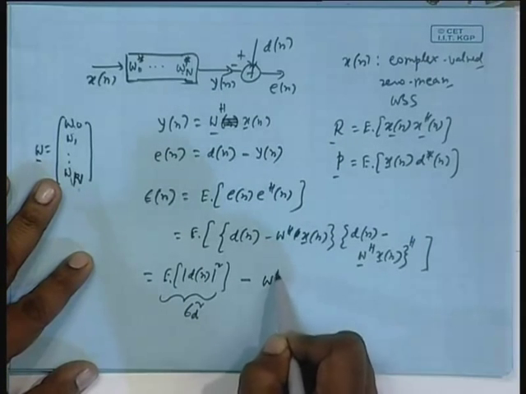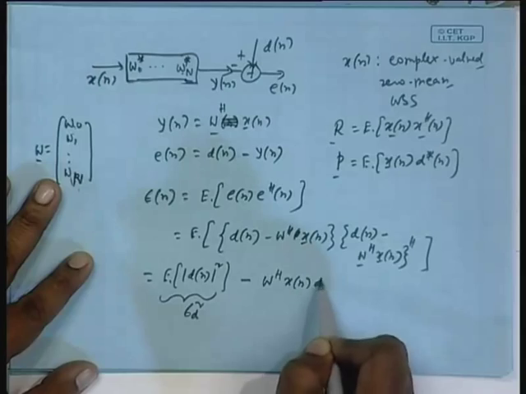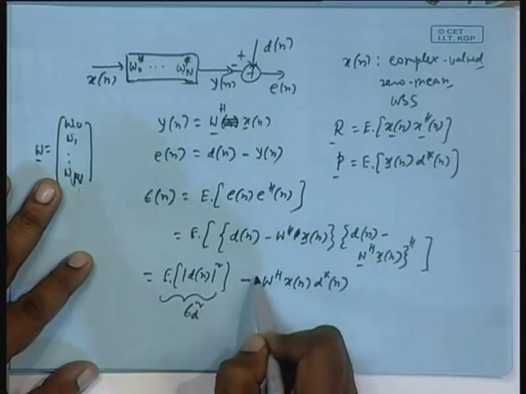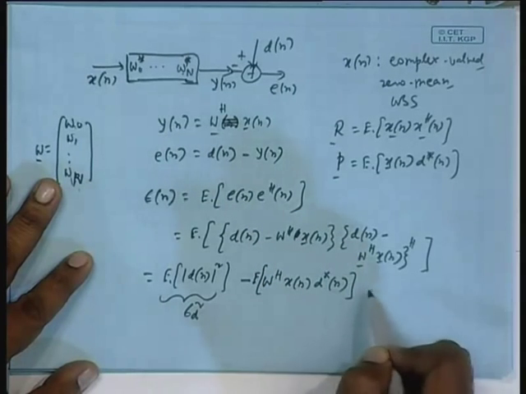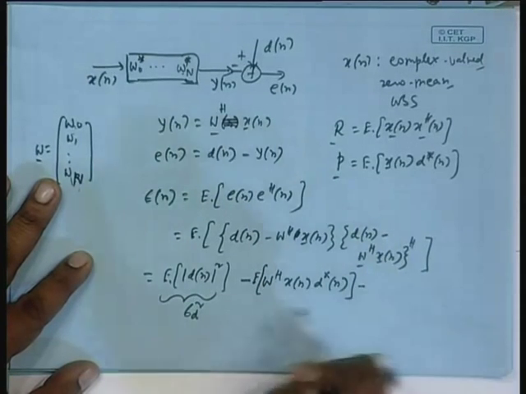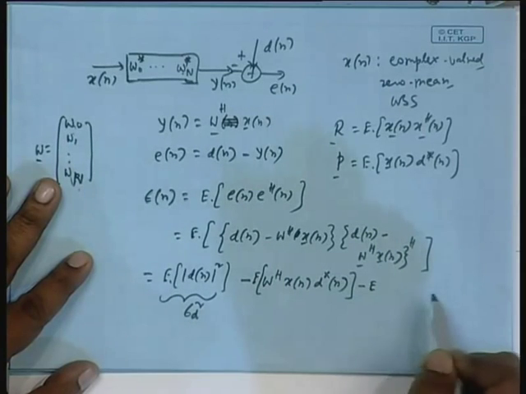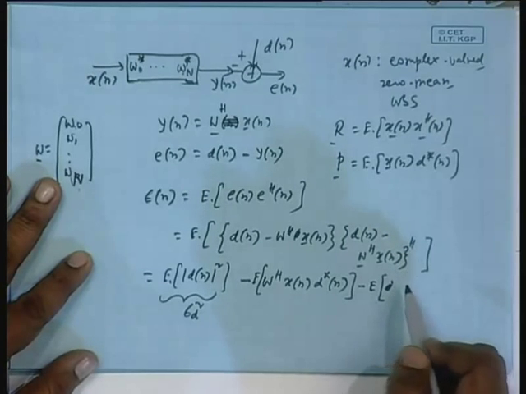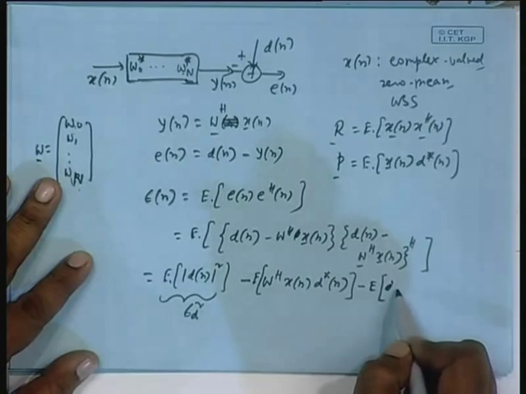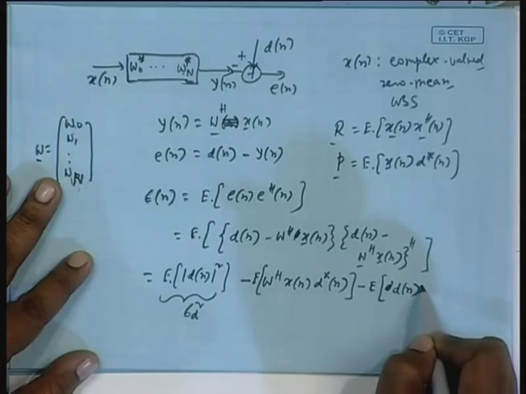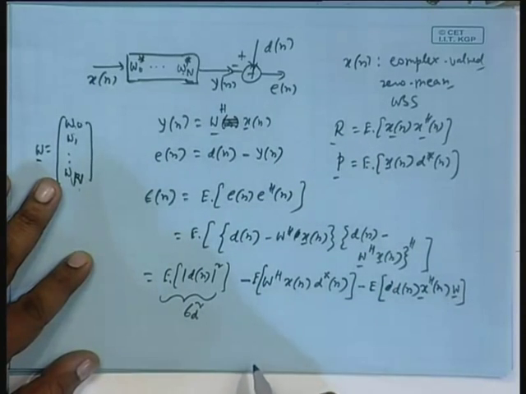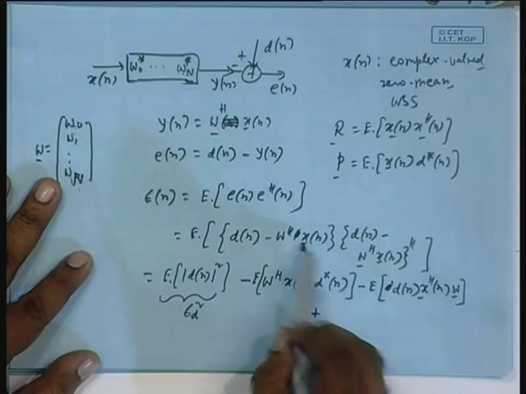Okay, E of W Hermitian x n d star n, minus E of d n x Hermitian n W, plus other term.